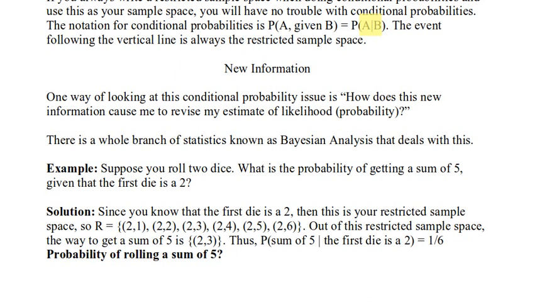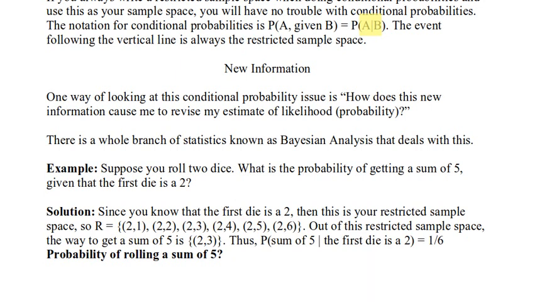Suppose you roll 2 dice. What is the probability of getting a sum of 5, given that the first die is a 2? Since you know that the first die is a 2, this is your restricted sample space. Here is the sample space, all the possible outcomes in which the first die is a 2. R is, no great surprise, 2,1; 2,2; 2,3; 2,4; 2,5; and 2,6. Those are the only 6 possibilities we have to consider.